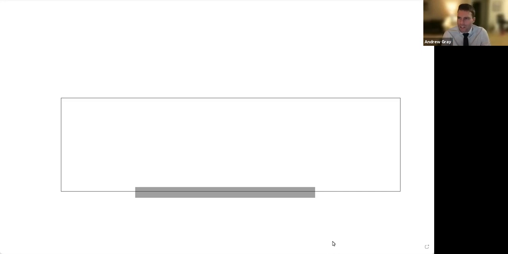So I'm doing a screen share right now. What I'm basically trying to draw here is a runway with a circuit pattern on it. And we're going to talk about the normal procedures that you would use in a circuit.